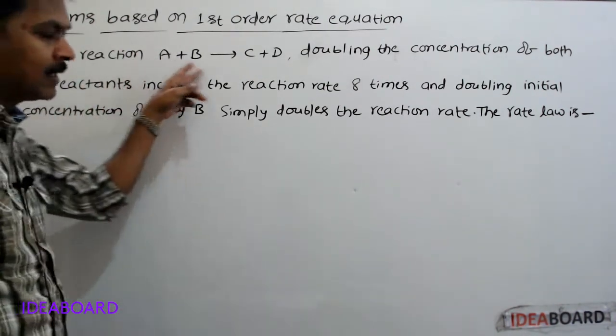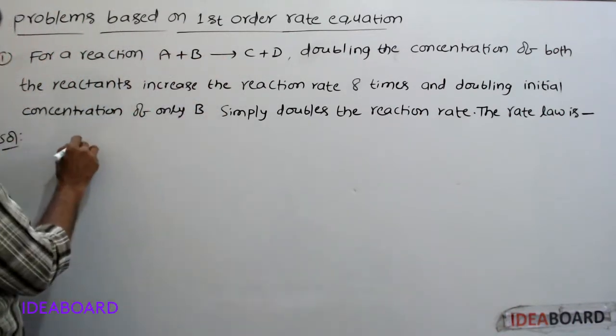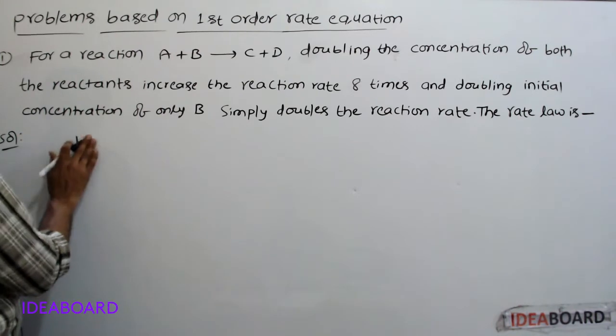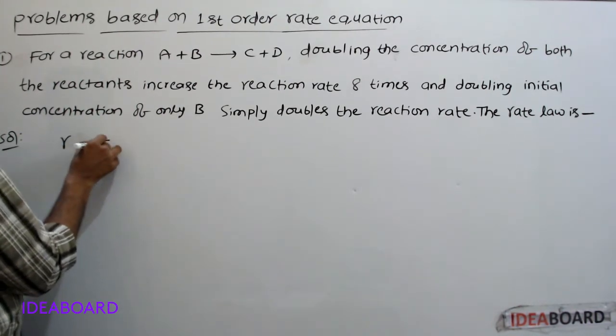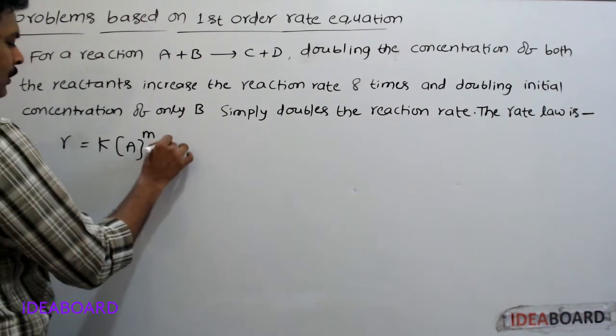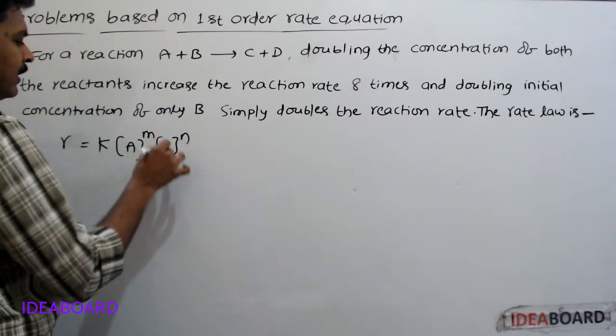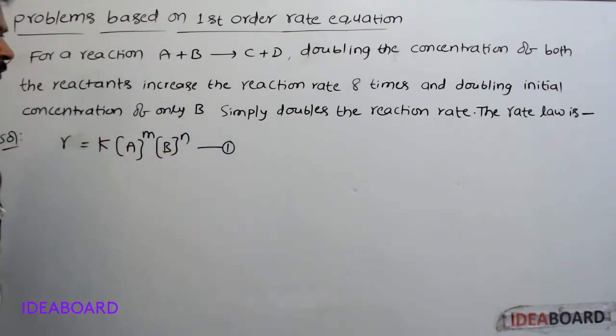See, first for the given reaction, I am writing the rate equation like this. Rate is equal to K into A concentration power m into B concentration power n. I am taking this as the first equation.